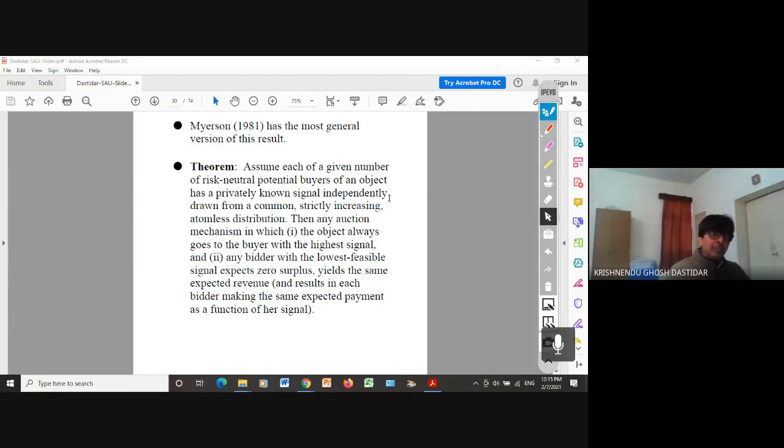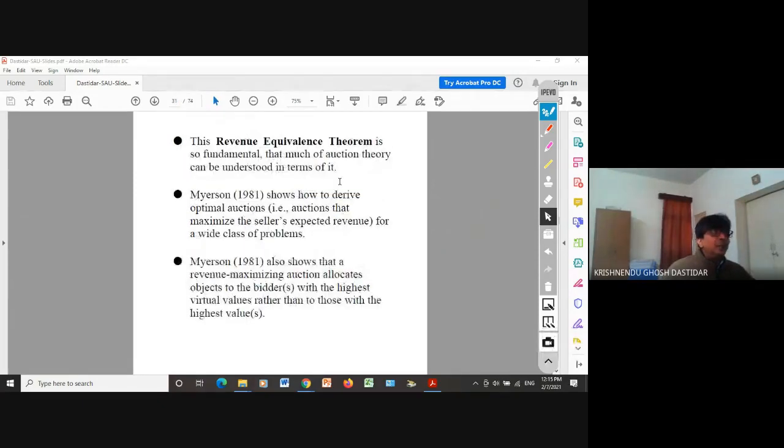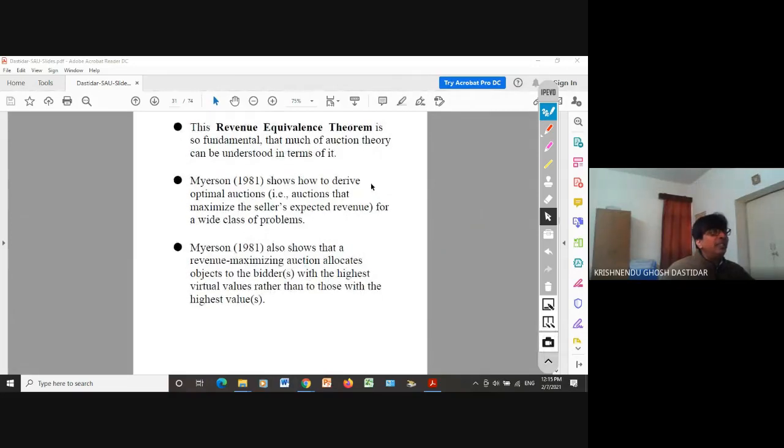Now, this is a remarkable result and one of the fundamental things in auction theory. Revenue equivalence is so fundamental that much of auction theory can be understood in terms of it. Myerson's remarkable paper also shows how to derive the optimal auction. Actually, he couched it in terms of mechanism design. So suppose you have something up for sale. What is the optimal way of selling it? Myerson's 1981 seminal paper solves this problem.